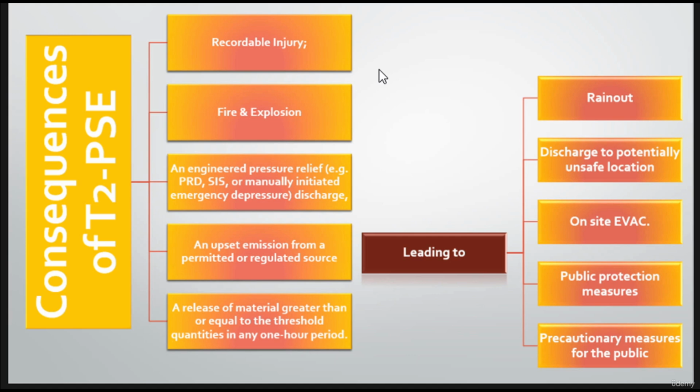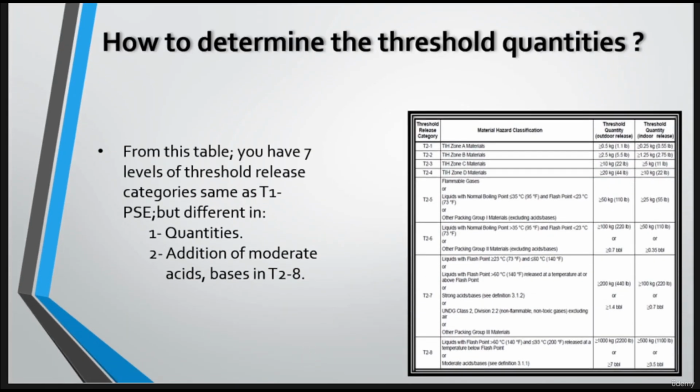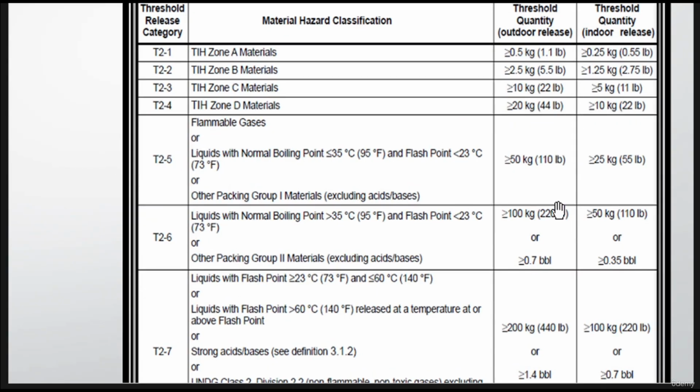Here we have only recordable injuries. Regarding the fire and explosion, the direct costs will be bigger than $2,500 US. Regarding the reliefs, it will be also leading to the same consequences. But here we have the release of a material greater than or equal to the threshold quantities. You will find that on this table, the threshold quantities will be different than Tier 1 process safety events.